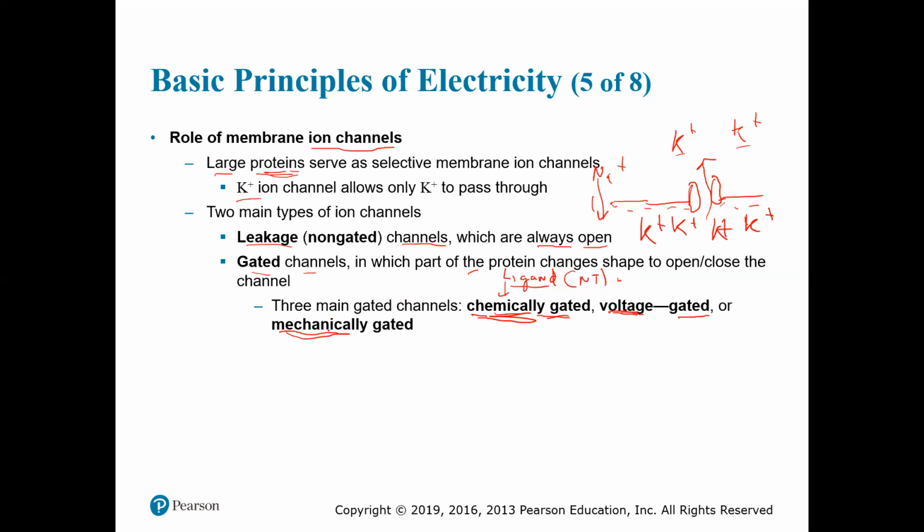Now, mechanically gated, when the actual shape is changed, like if you're talking about a touch receptor and you want to feel something with your thumb, sometimes you have to put a little pressure onto those receptors to feel what's underneath your thumb. So those channels are mechanically gated, more to pressure and sometimes vibration, where chemical is more about the neurotransmitter binding.